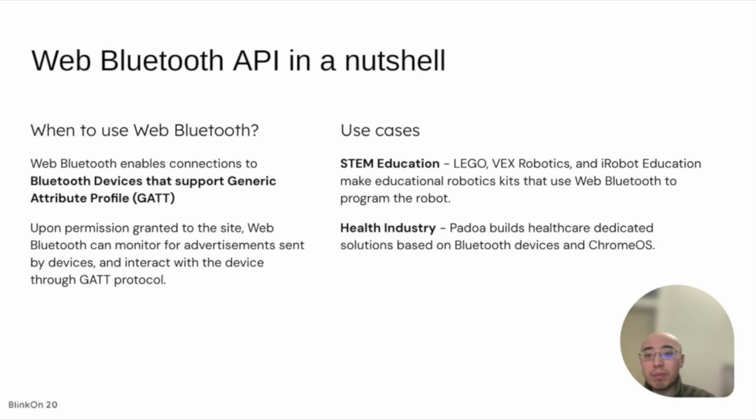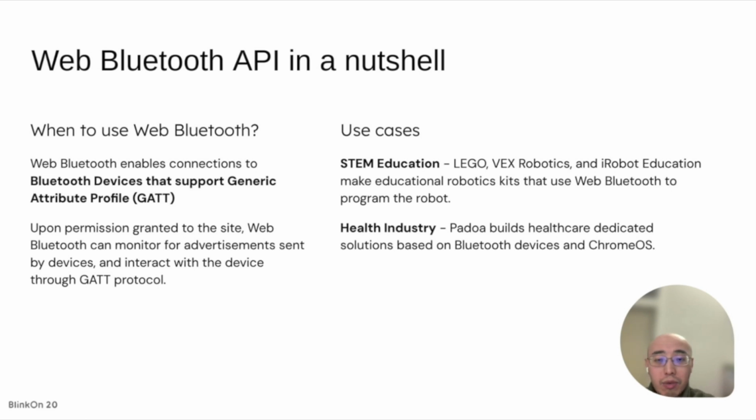So what is the Web Bluetooth API? In a nutshell, Web Bluetooth enables connection to Bluetooth devices that support generic attribute profile, which is also known as GATT. Upon permissions granted to the site, it can monitor for advertisements sent by devices and interact with the device through the GATT protocol.